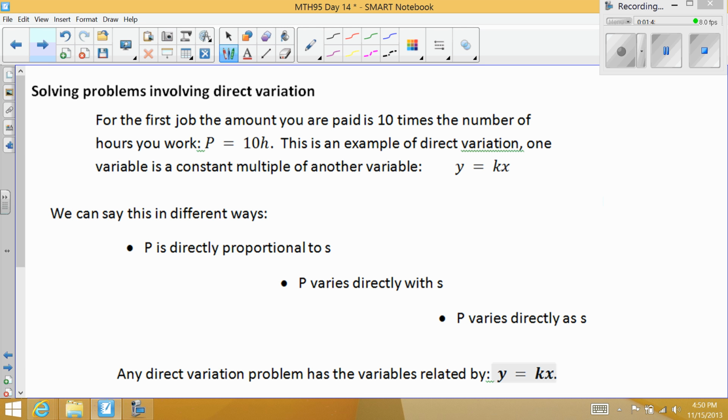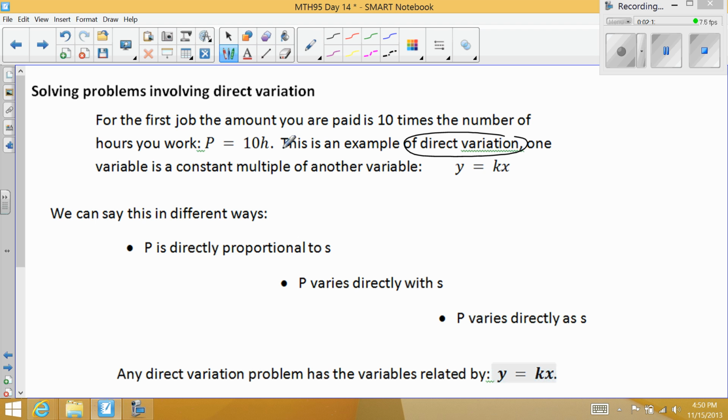Okay, so problems involving direct variation. For that first job, the amount you're paid is 10 times the number of hours you worked because you're getting paid $10 an hour. So this is what we call direct variation. With direct variation, one variable is a constant multiple of another variable. So y equals kx. In this case, our total pay equals 10 times the hours we work.